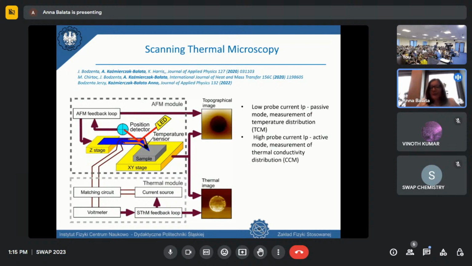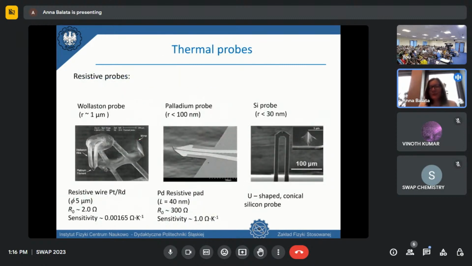The low probe current is, in other words, a passive mode. It allows for measurements of temperature distribution, and that's why it's called temperature contrast mode. If we apply a high power probe current, we do active mode, in which we measure thermal conductivity distribution. So it's also called conductivity contrast mode. What does it mean, high and low current? I will say a few words about thermal probes.